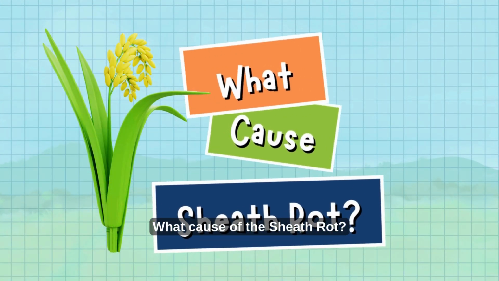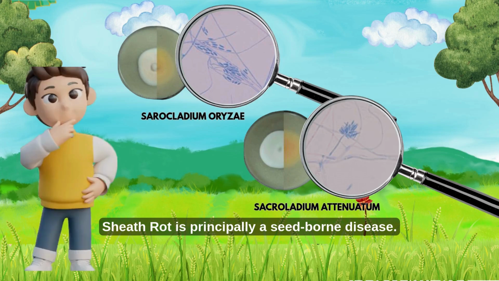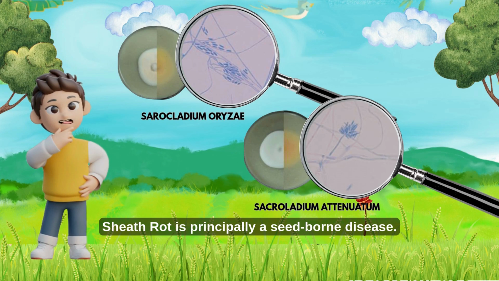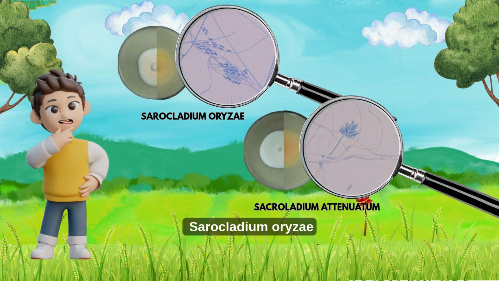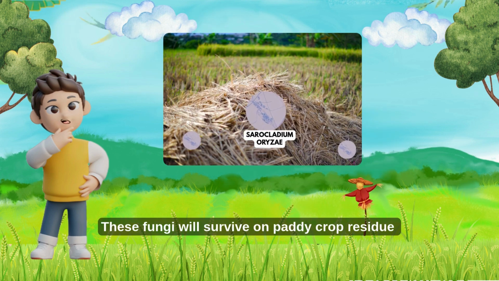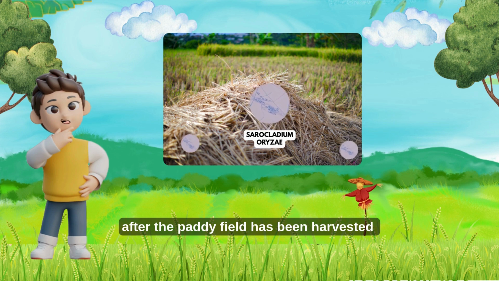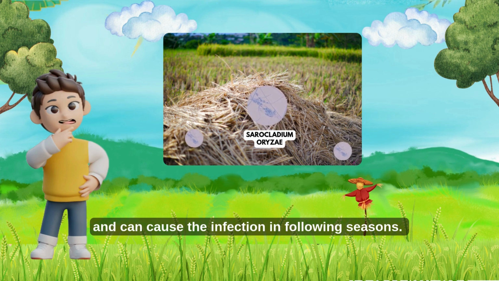What causes sheath rot disease? Sheath rot is principally a seed-borne disease. This disease is caused by the fungus Sarocladium oryzae, but in other cases by Sarocladium attenuatum. So, these fungi will survive on the paddy crop residue after the paddy field has been harvested and cause the infection in the following season.